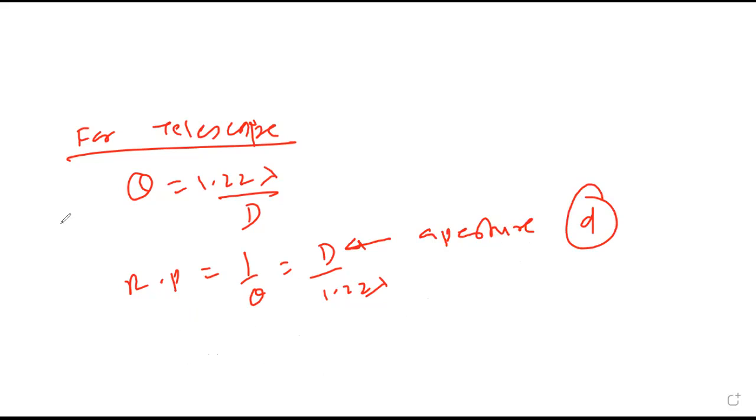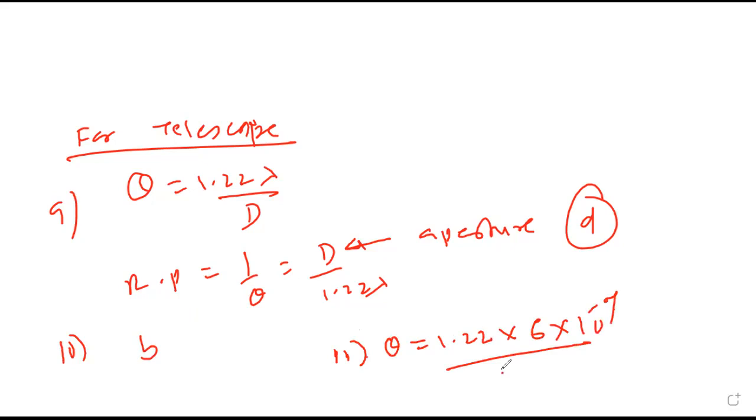So can I say B? Eleven. Aperture is 0.1 meter, wavelength this much, find the limit of resolution. The formula is 1.22 lambda upon D, lambda 6 into 10 raised to minus 7. D is 0.1 meter, so 10 raised to minus 1. Therefore 6 into 2, 12, 12 plus 1, 13. 6 and 1, 7 into 10 raised to minus 6 radian. That is option B.